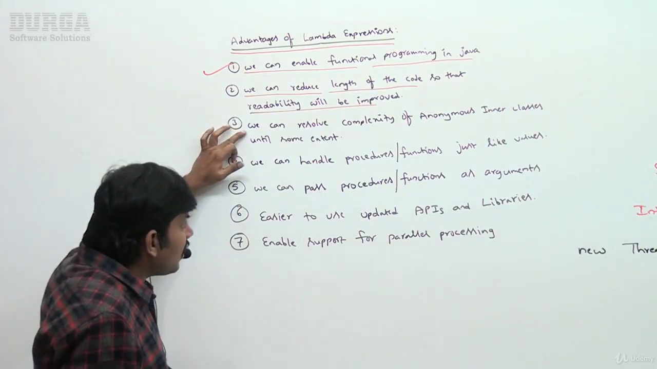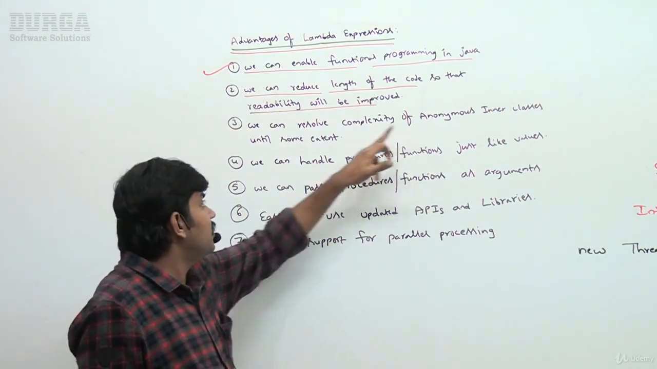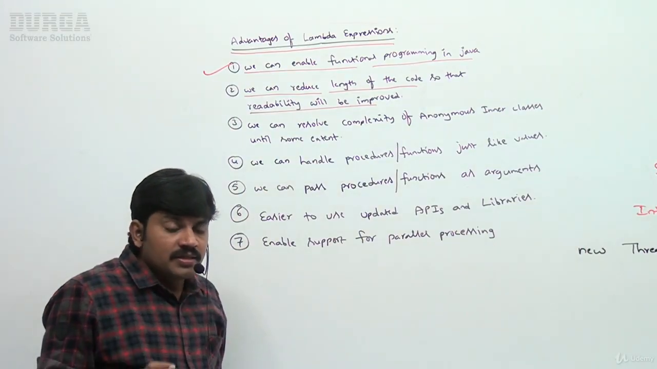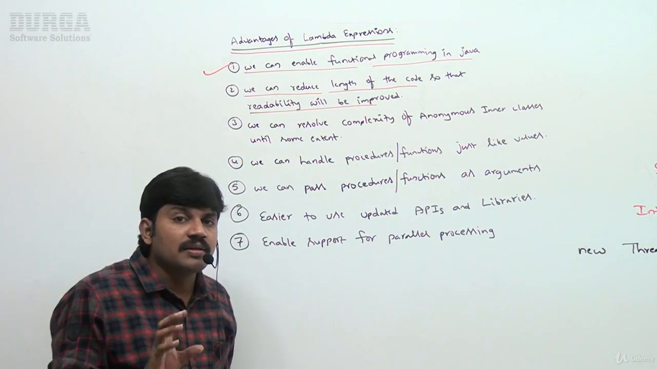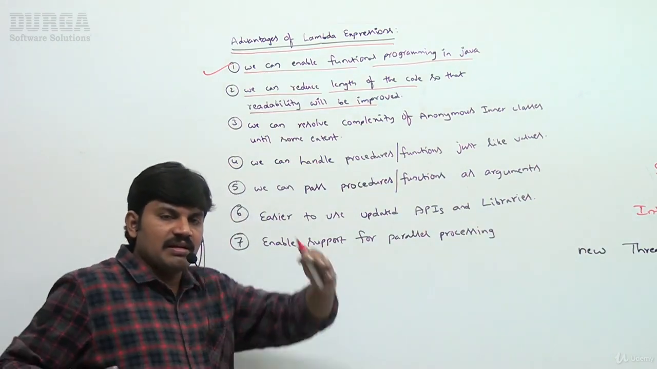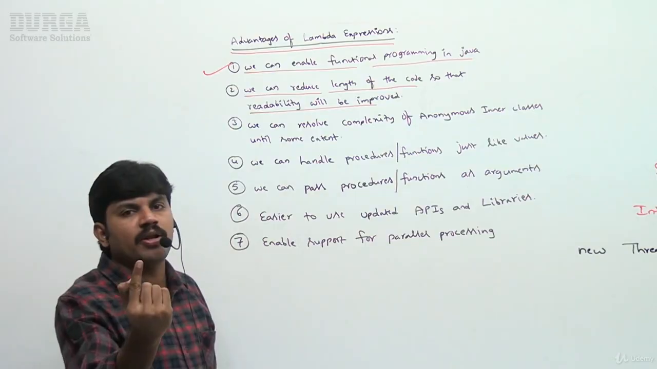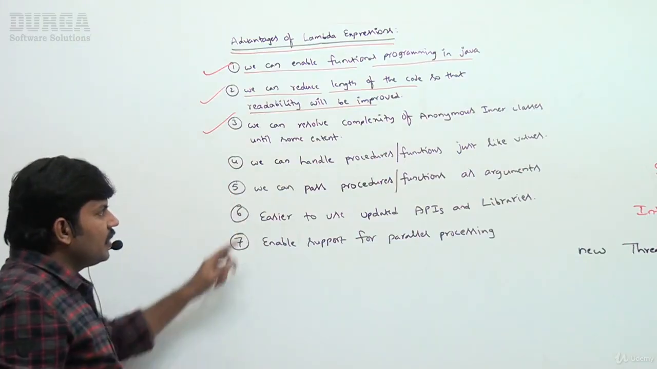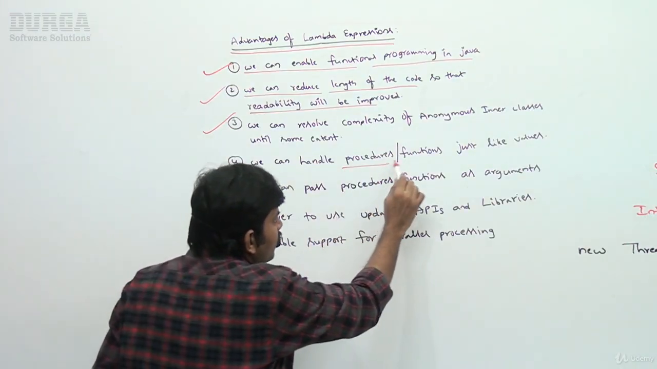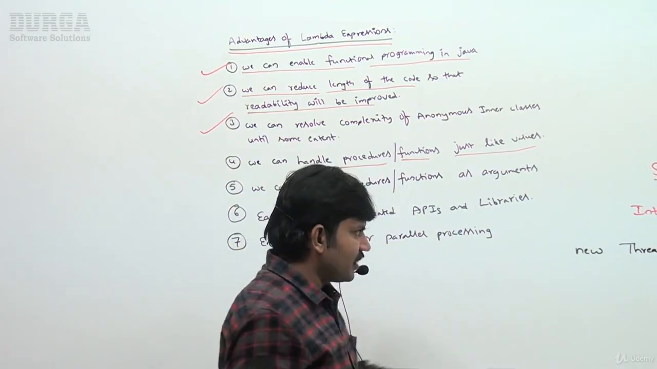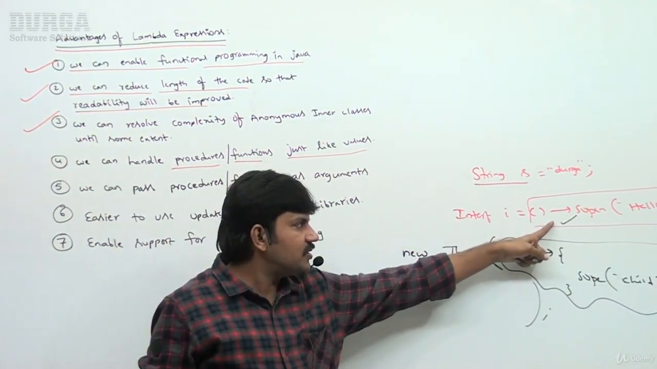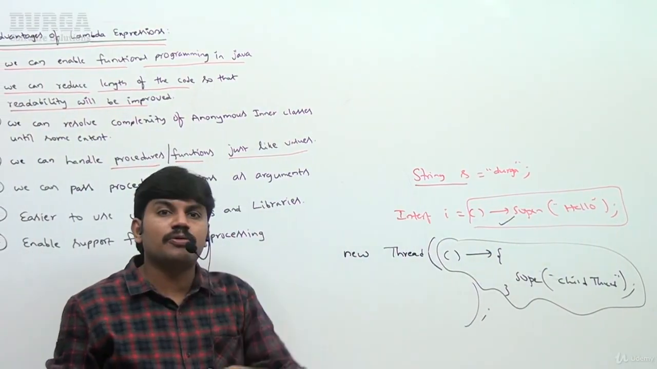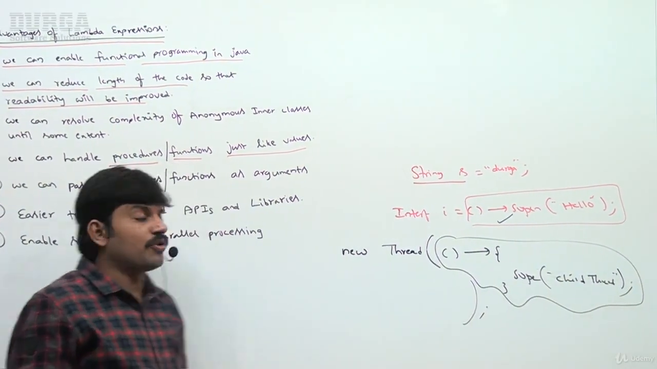Next, we can resolve the complexity of anonymous inner classes to some extent. Are you getting that? To some extent, sir, wherever an anonymous inner class implements a functional interface, that complex code I can replace with a simple lambda expression, right? We can resolve complexity also. Next, we can handle procedures or functions just like values. Have you observed, right? I'm assigning a procedure to a variable. We can handle functions or procedures just like a variable itself, it is possible.